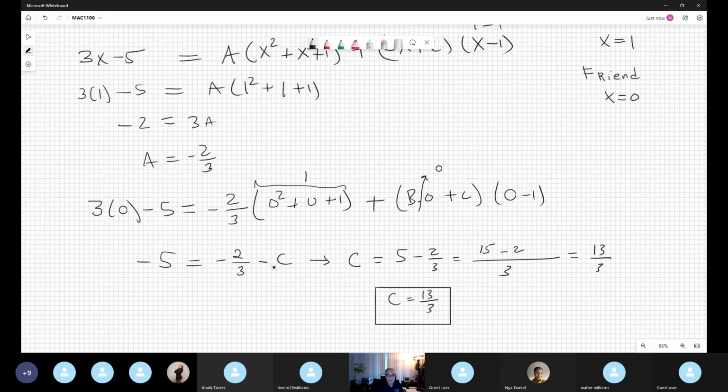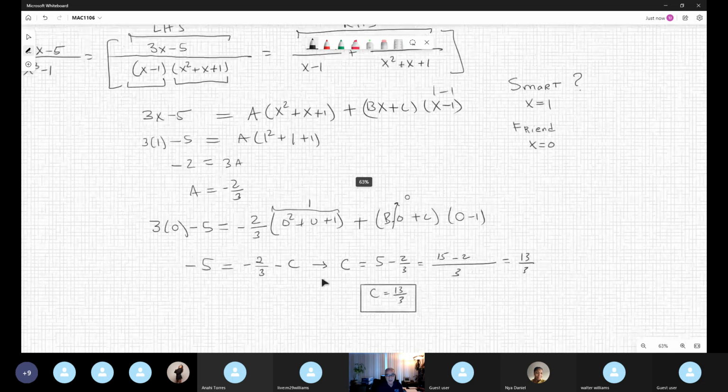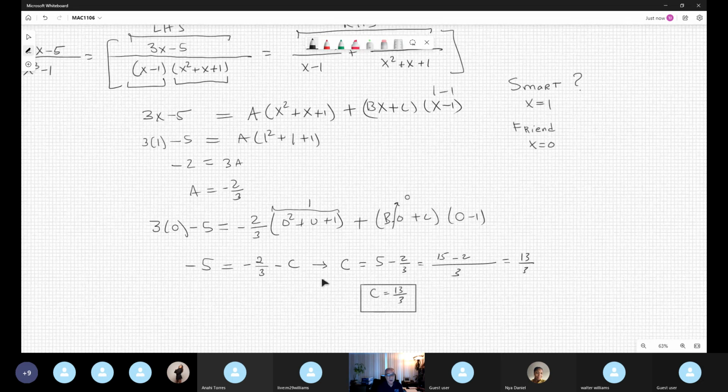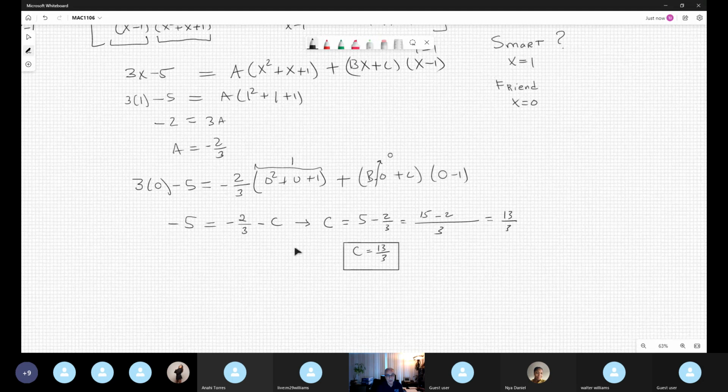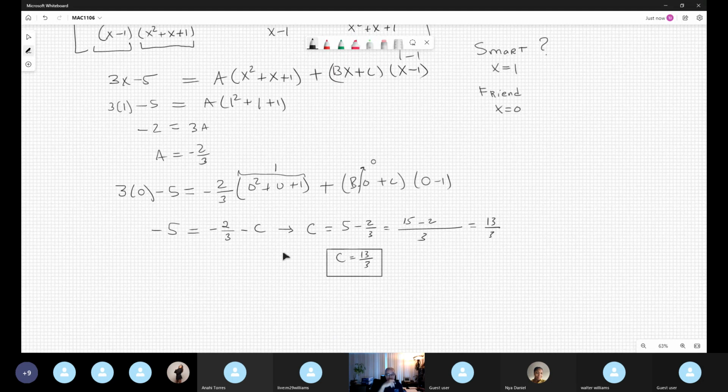I finished. Of course I finished, because I found A, B, C. A is... No, I don't. I need to find B. I found only A and C. But B disappears here. What should I do? Well, one possibility is to apply another free value. I always select wisely: no 100, no 50, no 45. It's a small value close to 0. Just add negative 1 maybe. It's good.